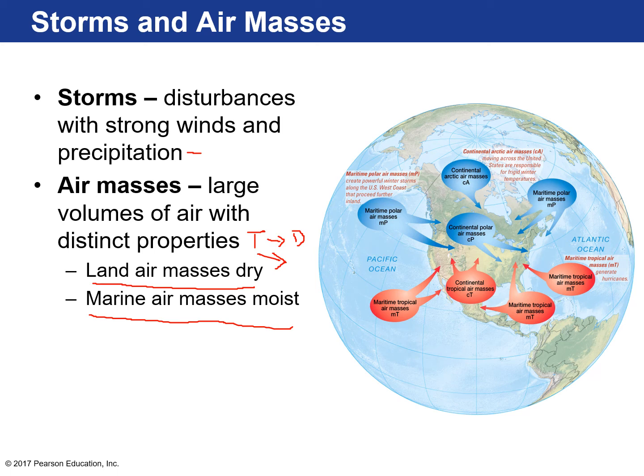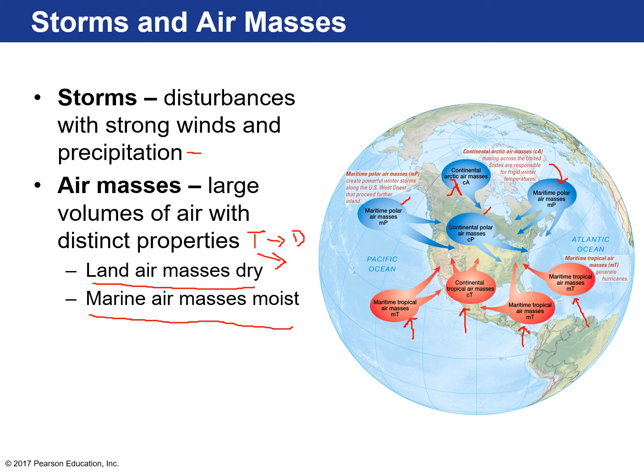So if we take a look at our globe, here are the different air masses. Blue denotes the temperature. So these are typically cooler air masses because their origin is at higher latitudes. Over here we have red air masses that form in different areas. Red meaning that they're typically warmer.